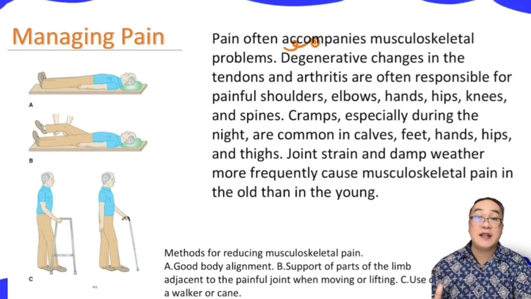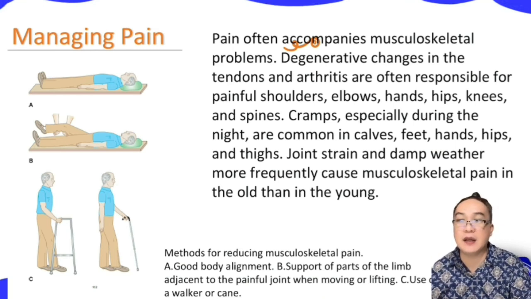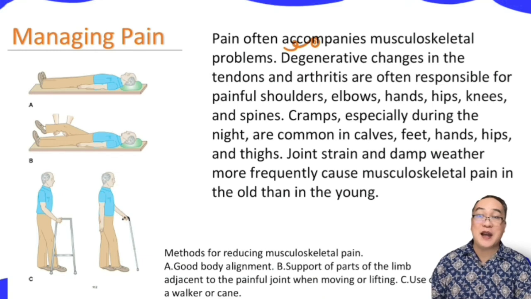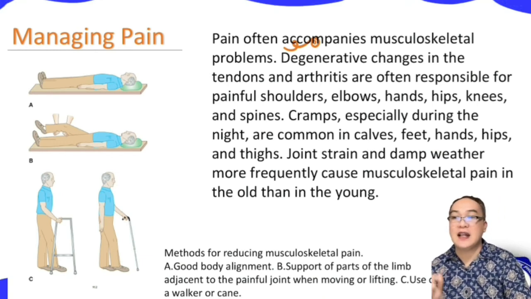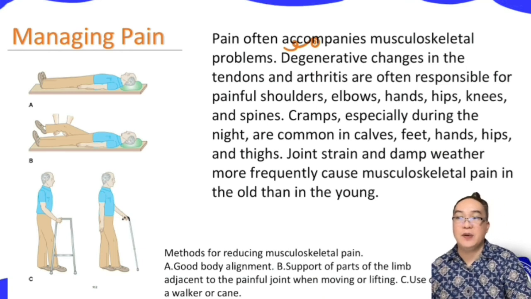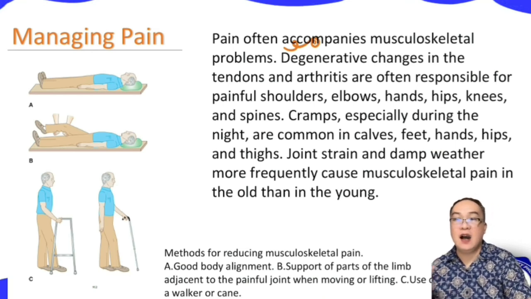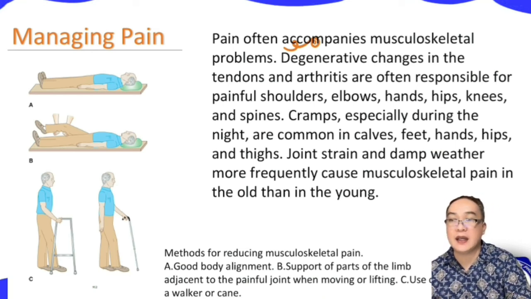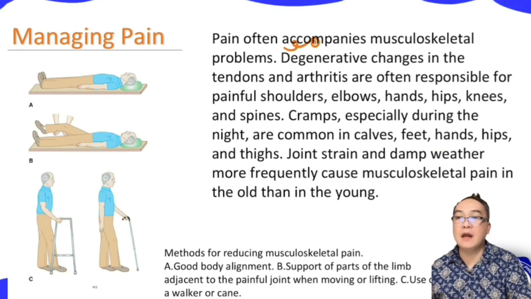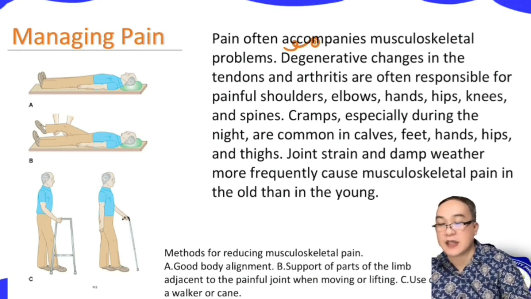So the passive stretching of your patient, especially on the extremities, can be helpful in controlling muscle cramps. Excessive exercise and musculoskeletal stress should also be avoided, as well as situations known to cause pain, like heavy lifting, especially during damp weather. So these are the methods for reducing musculoskeletal pain.